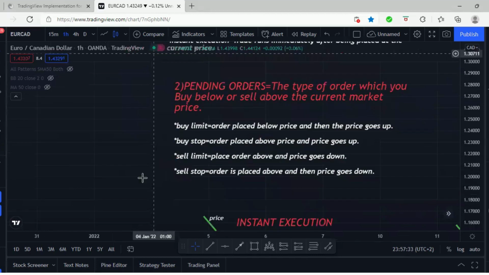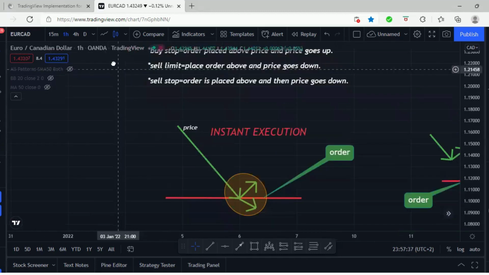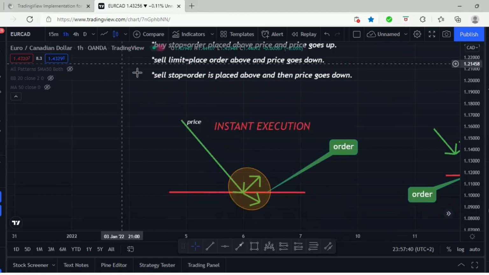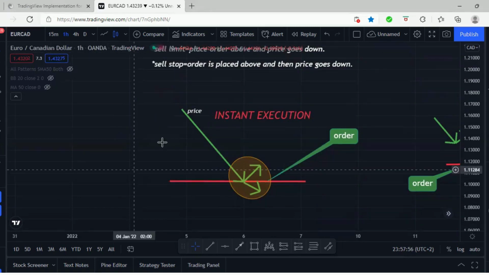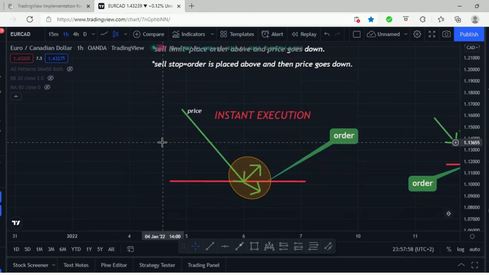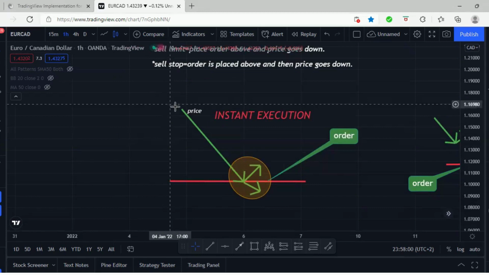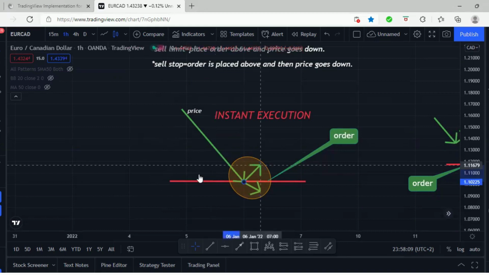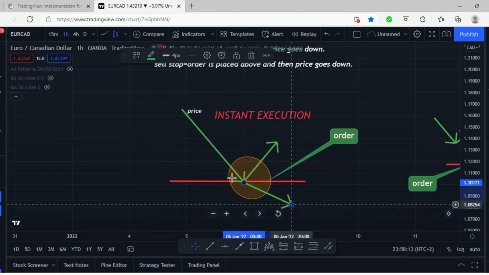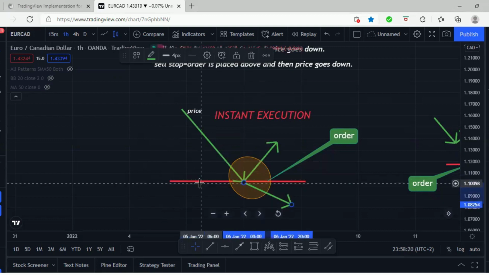So let us look at what we've been explaining. On an instant execution, arrows represent price and the red line represents an order. If price is currently on the red line and we place a buy trade or a sell trade, the trade will run at that current market price. So it runs immediately.